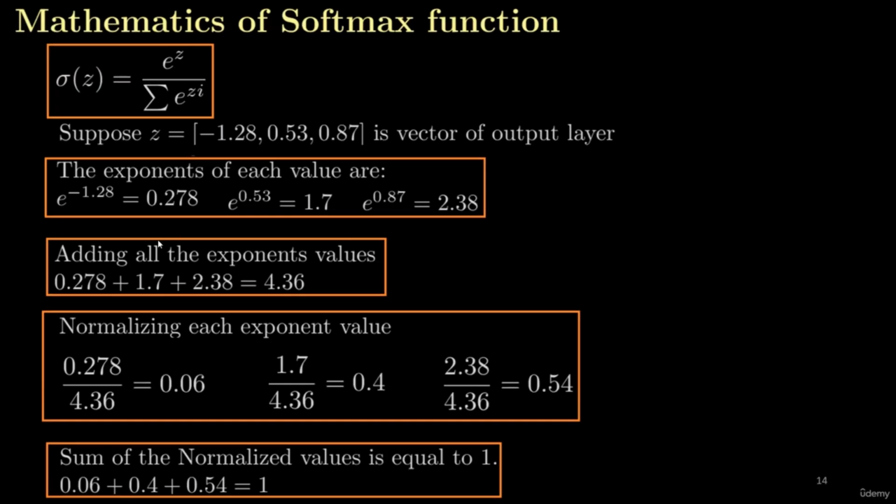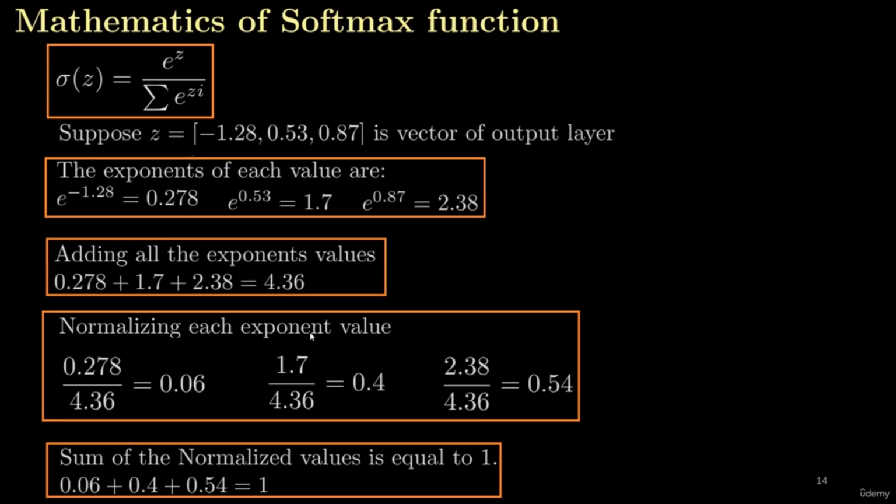Now, if I add all the exponent values, I will get 4.36. That is, if I add 0.278, 1.7 and 2.38, I will get 4.36. So this 4.36 represents the denominator of this equation. This is the sum of exponents. This is the individual exponent value, that is either 0.278, 1.7 or 2.38, and this is the sum of all the exponent values, that is, the normalization term, which is 4.36 in this particular example.